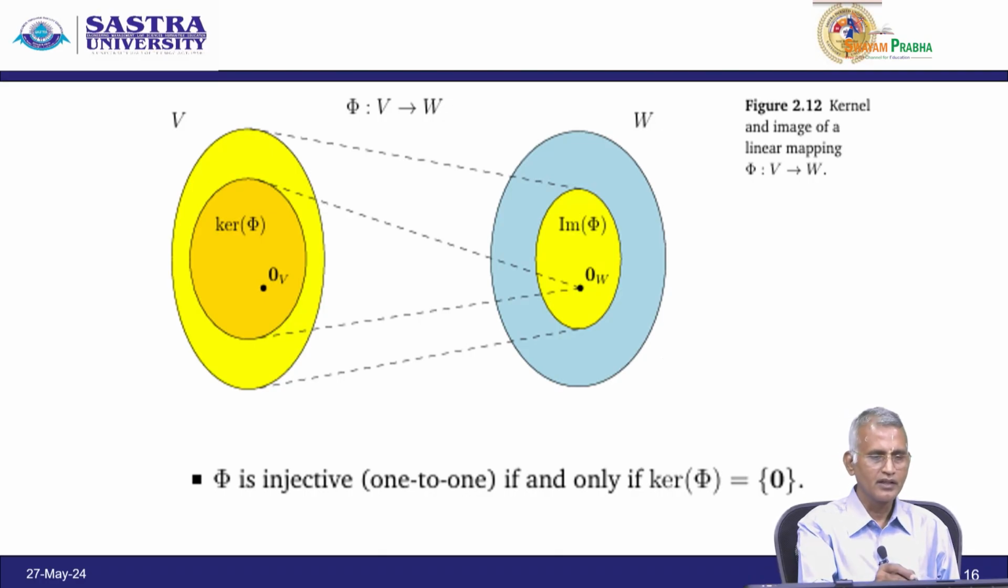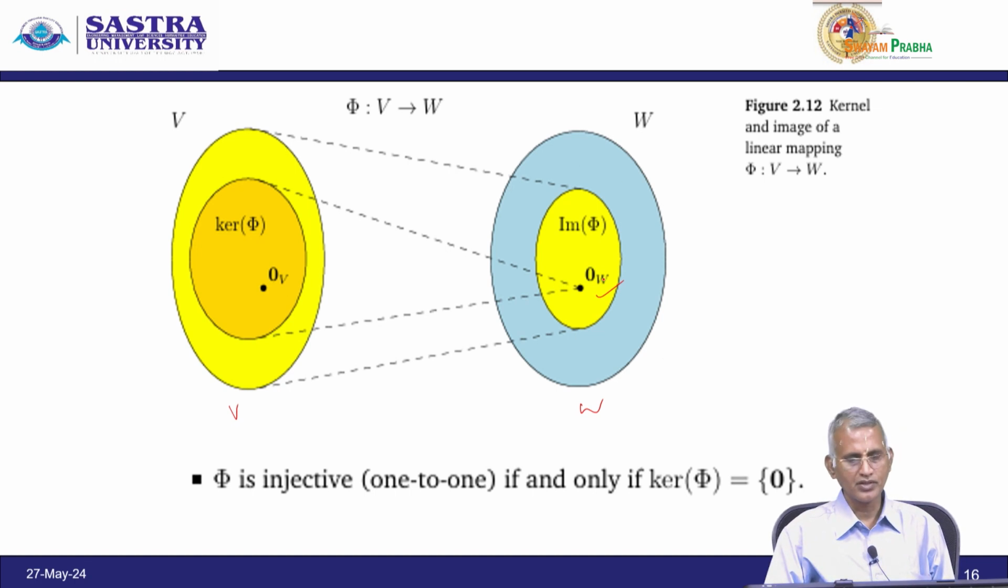If you take a point from the domain V to W, and if you take the kernel, it goes to 0, and if you take the elements from the domain, they go to the image. So, this is the picture representation from domain to codomain of the previous definition of kernel and image that we discussed on the previous slide.